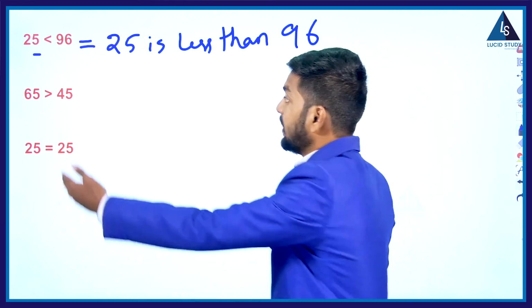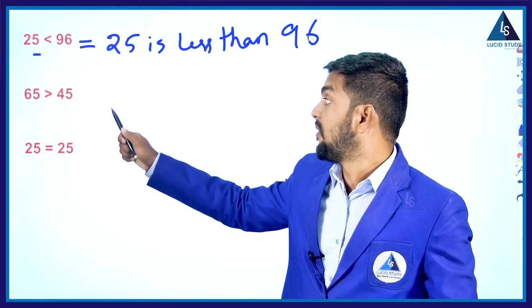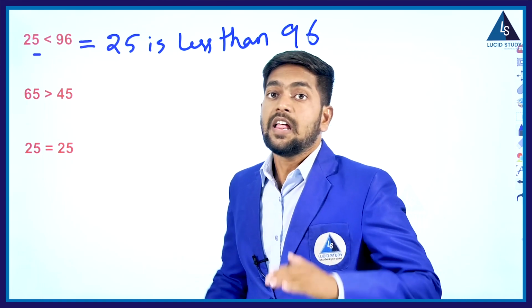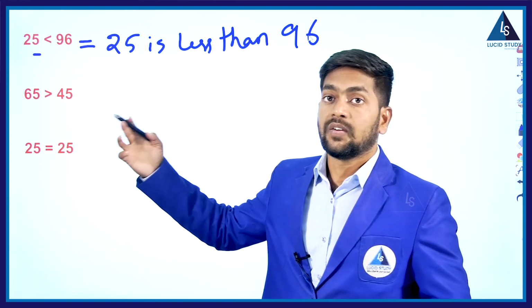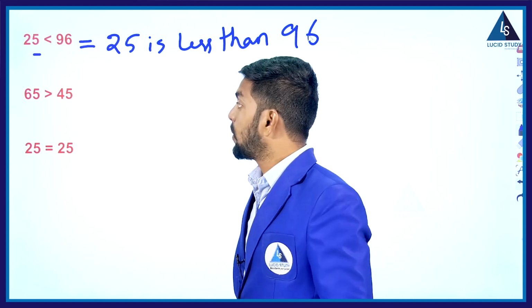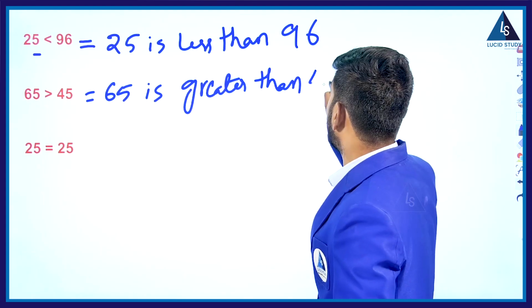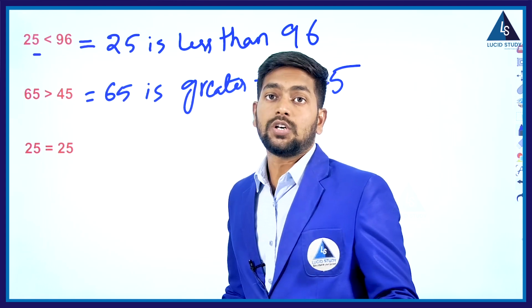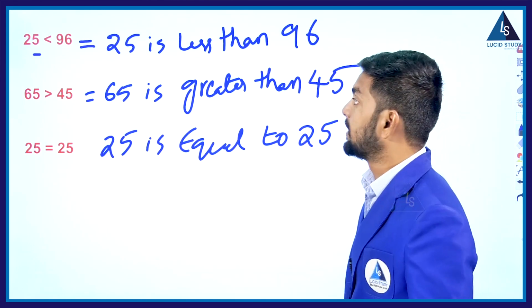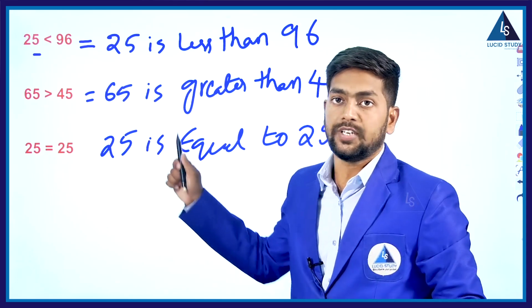Next, here we are having 65 is greater than 45. So here what happens? The value of 65 is more than 45. So 65 is greater than 45. Next, here 25 is equal to 25. Here we have taken two numbers and we are comparing those two numbers.